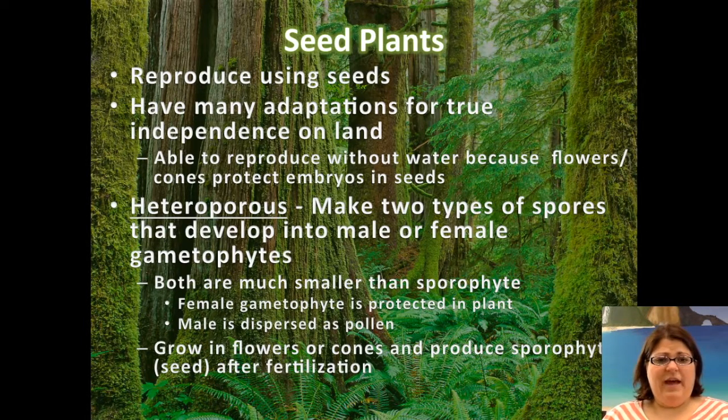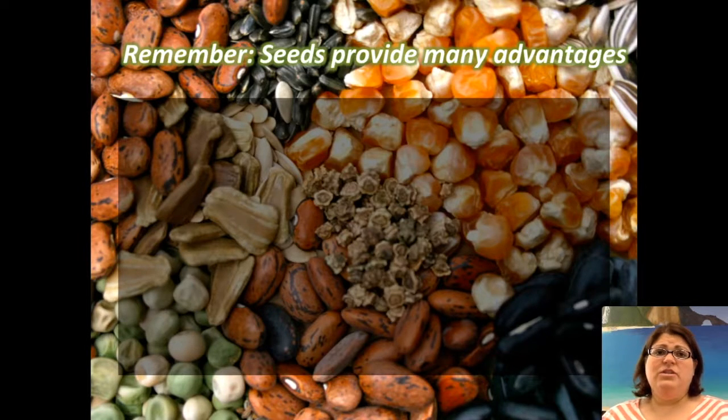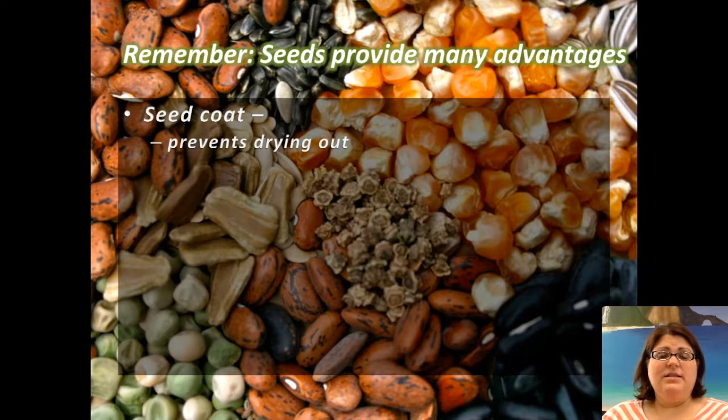Once fertilization happens, that happens at the flower or at the cone, and then the embryo develops in the flower or the cone. As I mentioned, seed plants are very, very successful on land. That's because seeds provide a lot of adaptations, a lot of advantages. The first of which is the seed coat. The seed coat prevents drying out. It also helps protect the embryo from pathogens that could otherwise get in without the seed coat.